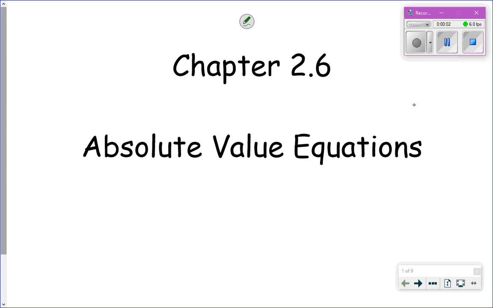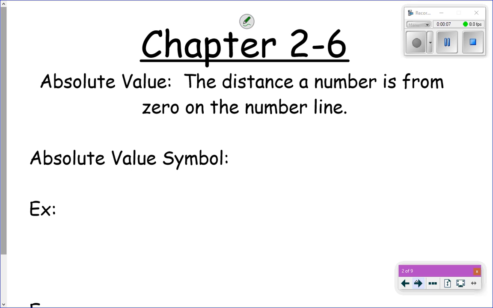Today we're going to talk about absolute value equations. With absolute value, remember that it's the distance a number is from 0 on the number line. So the absolute value symbols, remember, are the two bars.